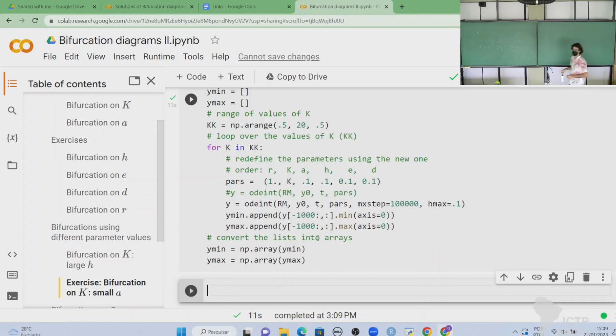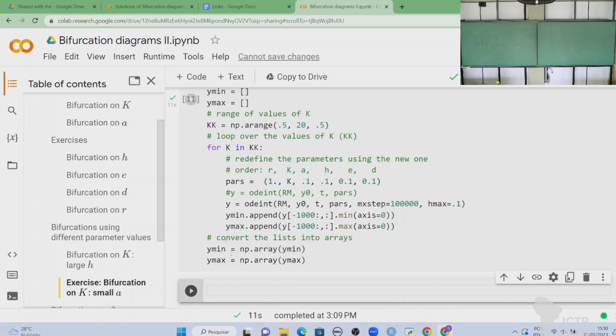Let me start here again. So let's see what the solution looks like. I've thrown a little trick at you over there, okay? A little trick.